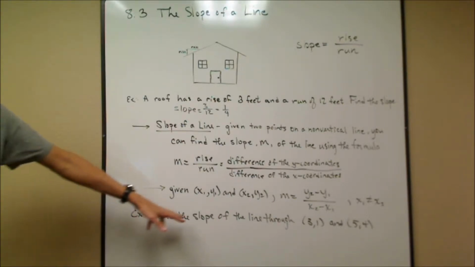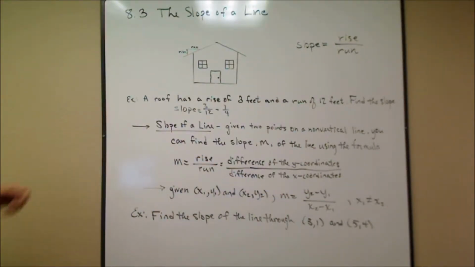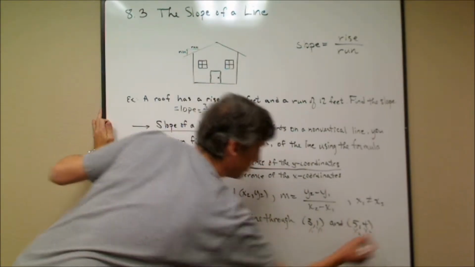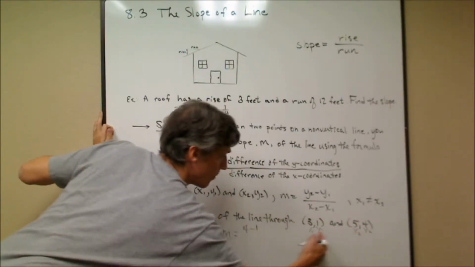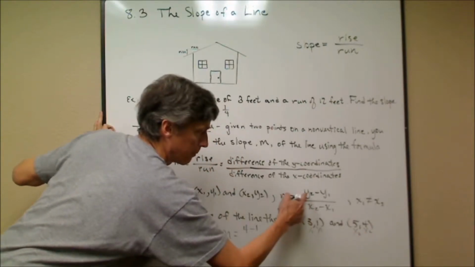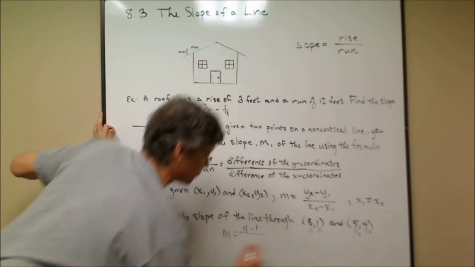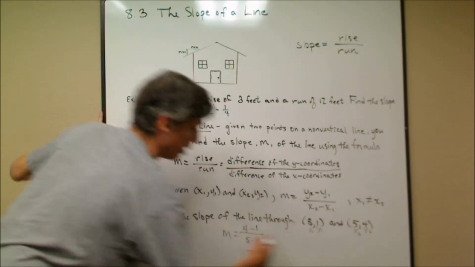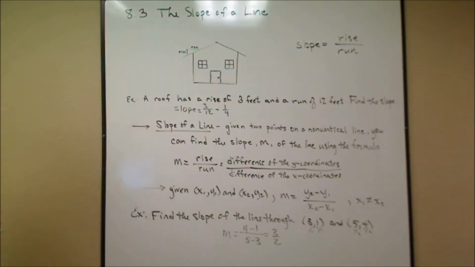Now let's try an example of finding the slope of the line that goes through the 2 ordered pairs, the points described by (3, 1) and (5, 4). If I call this x sub 1, y sub 1, and I call this x sub 2, y sub 2, my slope would be y sub 2 minus y sub 1, 4 minus 1, all over x sub 2 minus x sub 1, 5 minus 3. So now I subtract in the numerator, I subtract in the denominator, and I get 3 over 2. That's the slope of the line that goes through those 2 points.